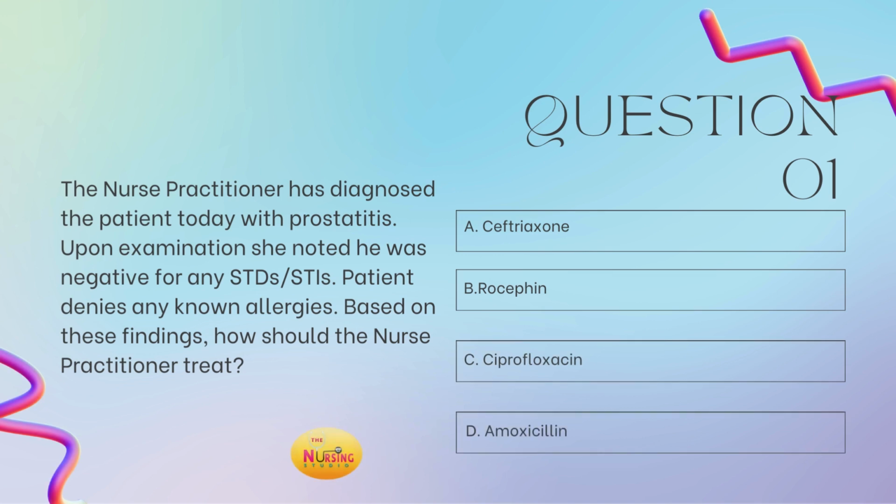Question number one states, the nurse practitioner has diagnosed the patient today with prostatitis. Upon examination, she noted he was negative for any STDs or STIs. Patient denies any known allergies. Based on these findings, how should the nurse practitioner treat? Is it A, ceftriaxone, B, Rocephin, C, ciprofloxacin, or D, amoxicillin? Take a moment and tell me what you got in the comments.